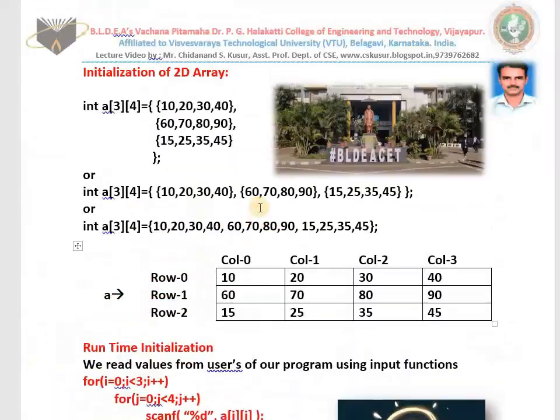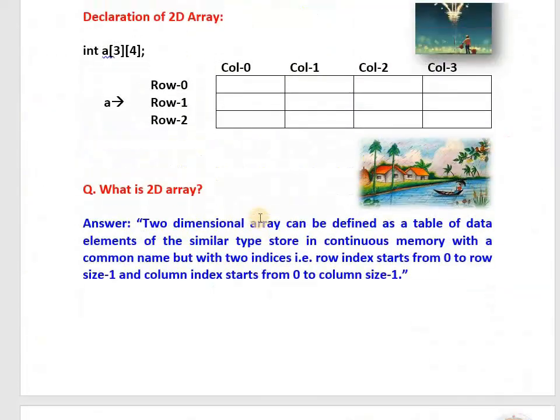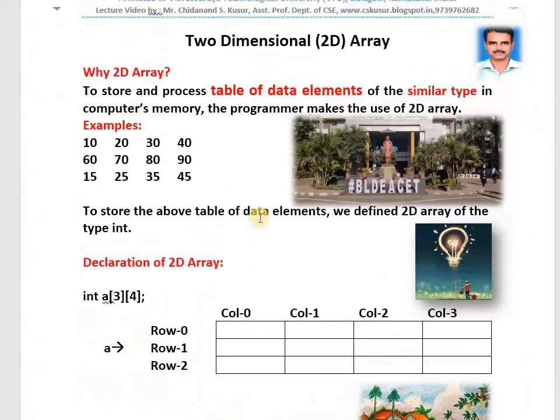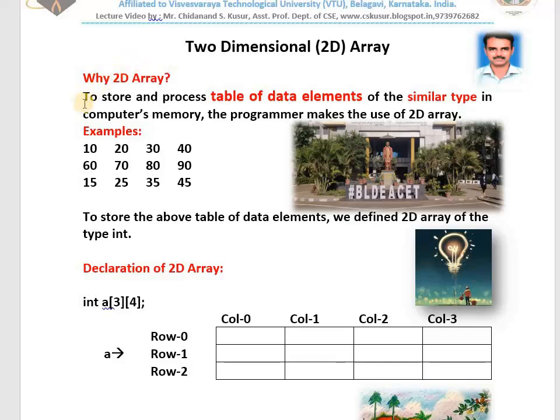Just now we discussed why do we need a 2D array. One simple answer is there for this question. What is that, do you know? Why do we need 2D array? Let us answer this question. To store, not only to store, as well as to process table of values or data elements of the similar type, not dissimilar, in computer's memory. In that situation, the programmers will make the use of 2D array. I hope now you have the answer to this question.